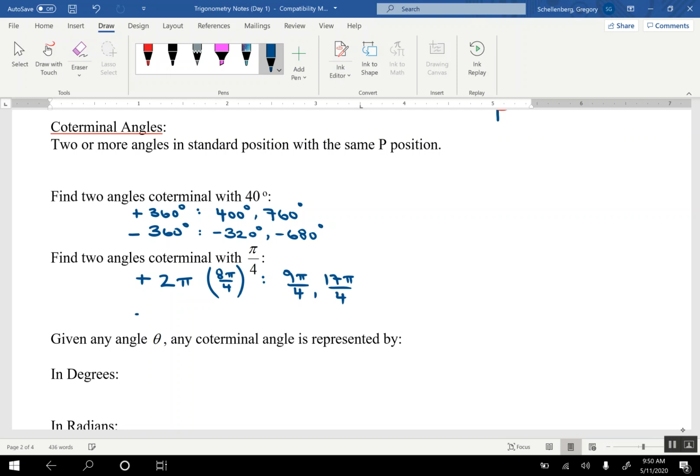We could also subtract 2 pi radians. So we would get angles of negative 7 pi over 4 and negative 15 pi over 4. All of these angles are coterminal with pi over 4 radians, and they're also all coterminal with each other.